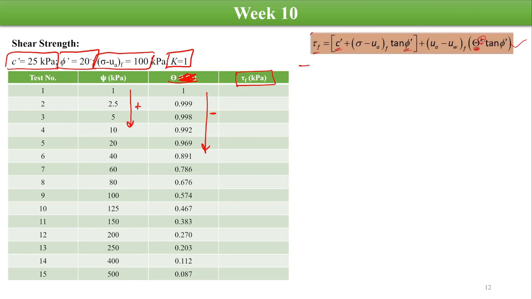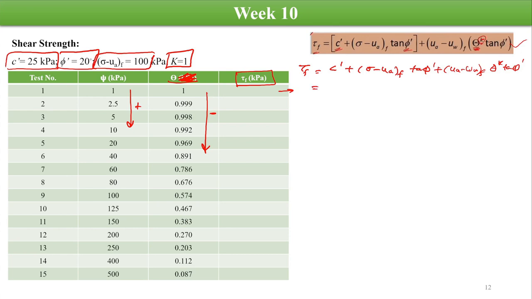So the expression of tau f is equal to C dash plus sigma minus UA, which is given as 100, tan phi dash, where phi dash is given as 20 degrees, plus UA minus UW, which is matrix suction, times theta to the power k, tan phi dash. Right? So let's solve it for the first one.